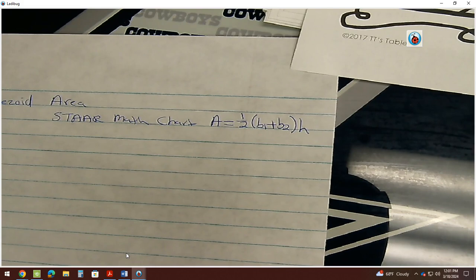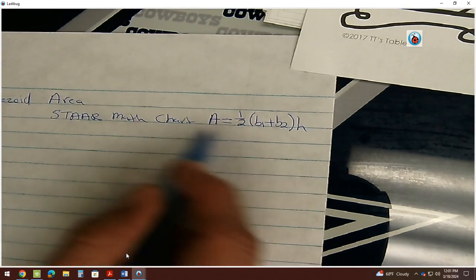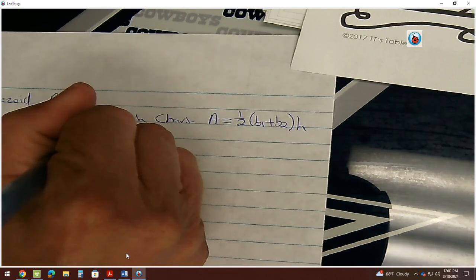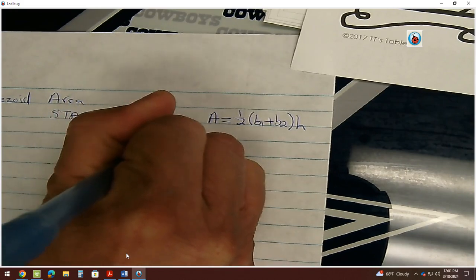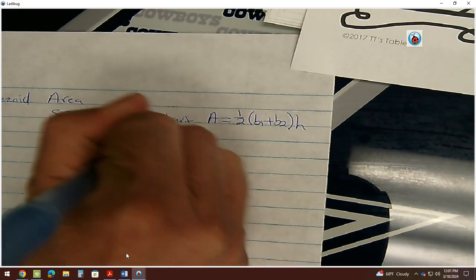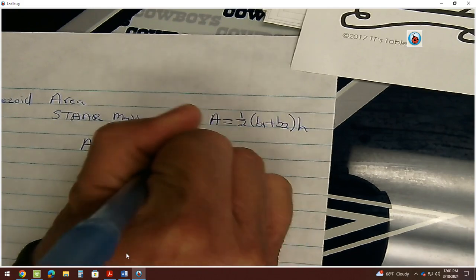You understand? So that half in the front means to divide by 2. So because of that, I'm going to rewrite the problem. So this is from the math chart, right? But we're going to write it this way. A equals base 1 plus base 2 times the height divided by 2.